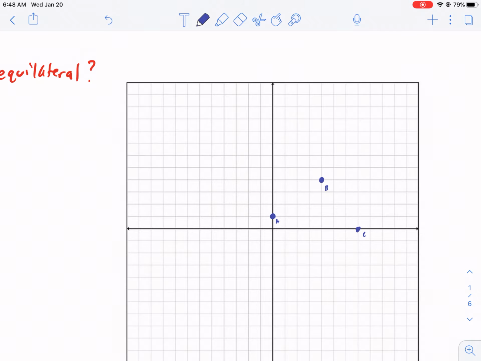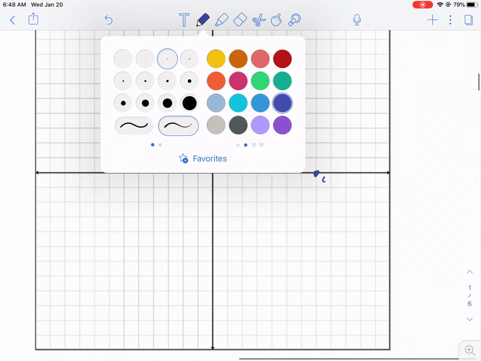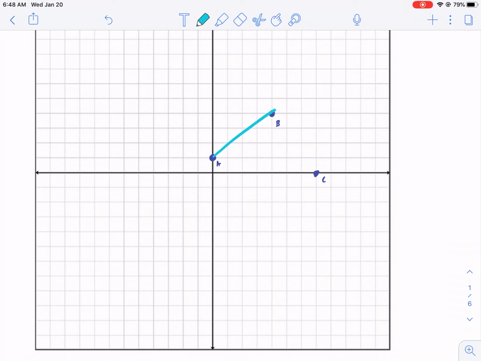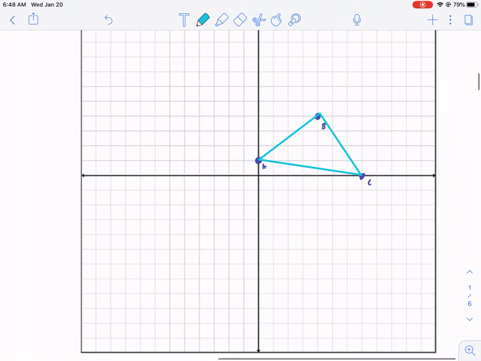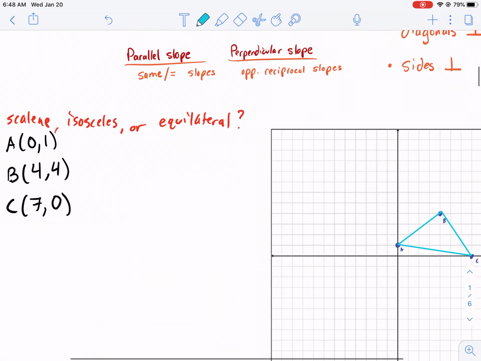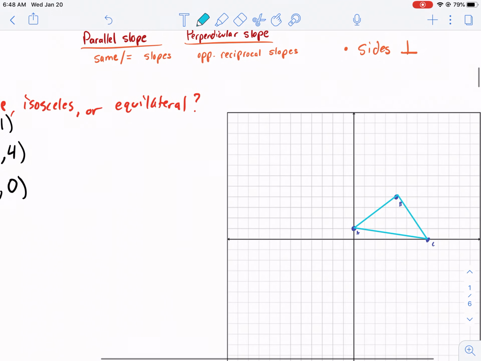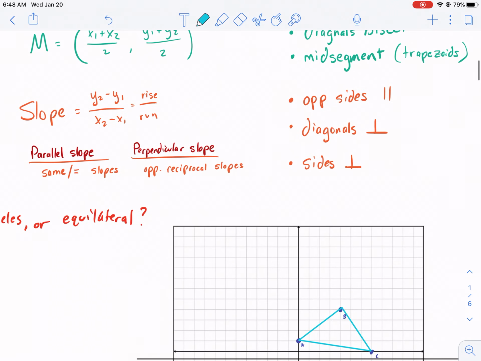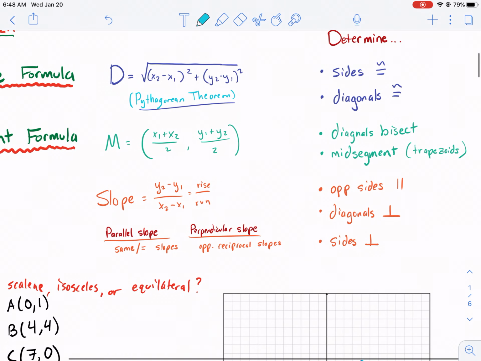Okay. What I'm going to do is connect my lines here. Make a cute little triangle. All right, nice. Okay, so there's my triangle, and I can't really tell if it's scalene, isosceles, or equilateral. So what do I do? Which one of these formulas should I use?